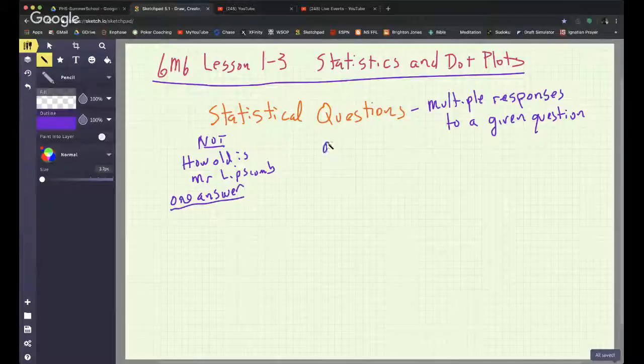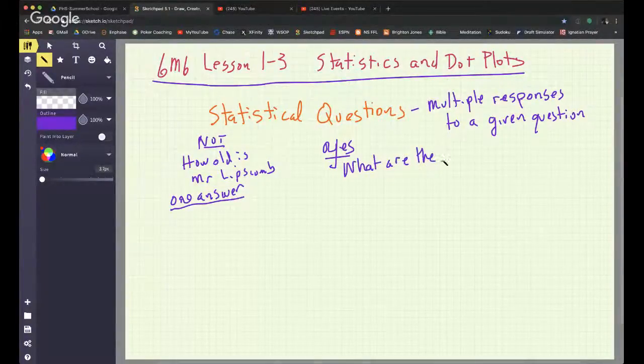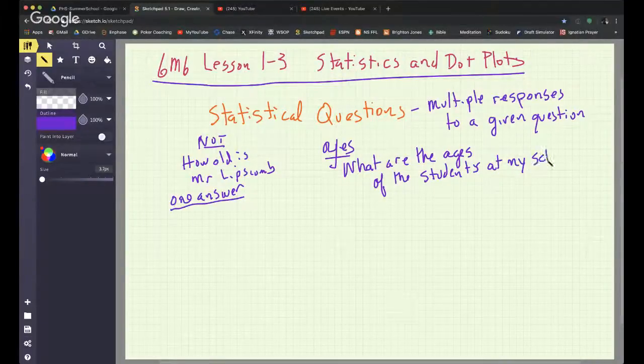But yes, if we asked a question like, what are the ages of the students at my school? This is a statistical question because it has multiple responses.